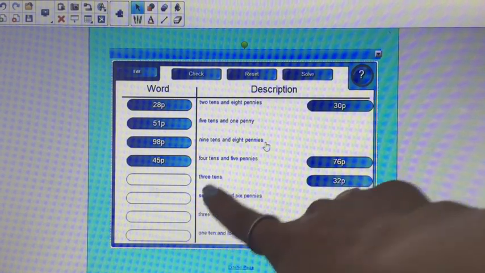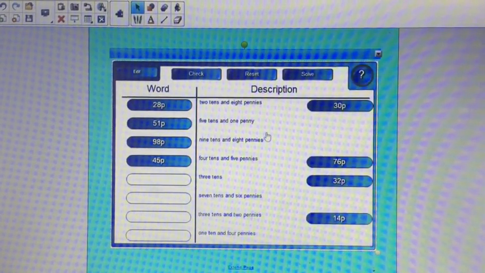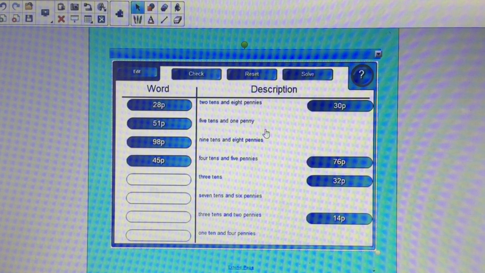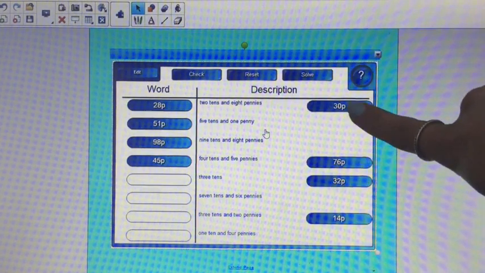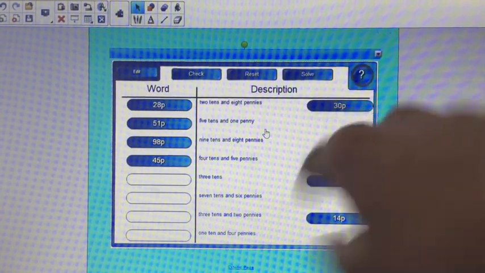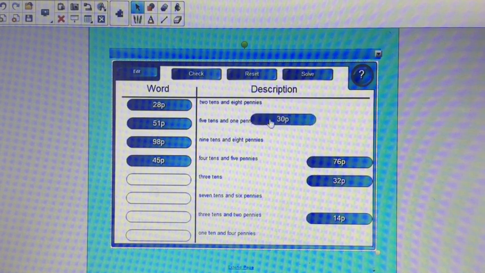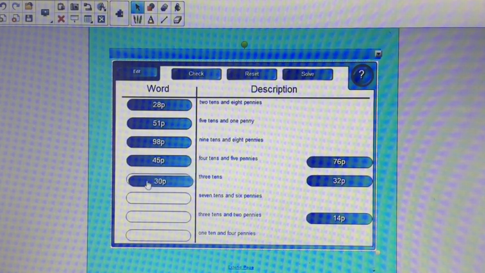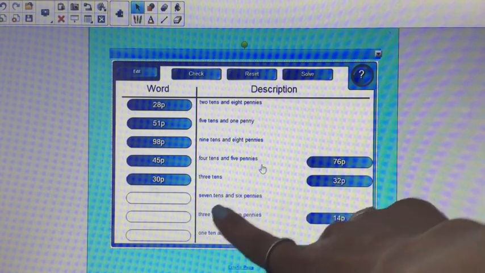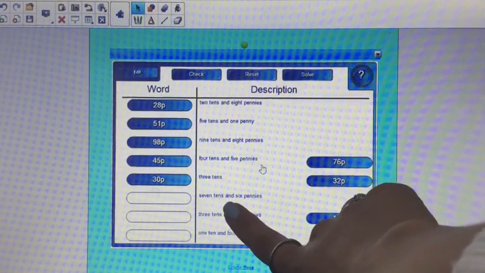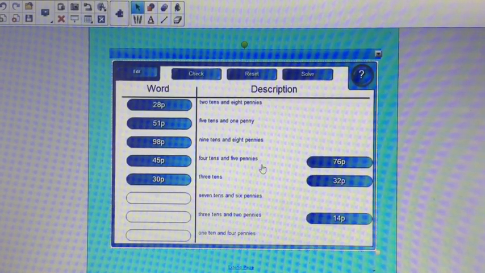Next one, 3 tens. 3 tens on its own, which one is that? Ready? 3 tens on its own is 30p. 3 tens is 30. Well done. Let's drag that along. 30p or 3 tens. Well done. Okay, next one. 7 tens and 6 pennies. Where is 7 tens and 6 pennies?